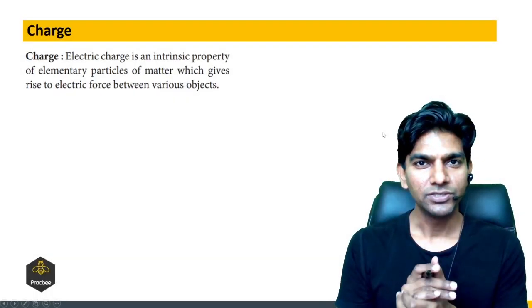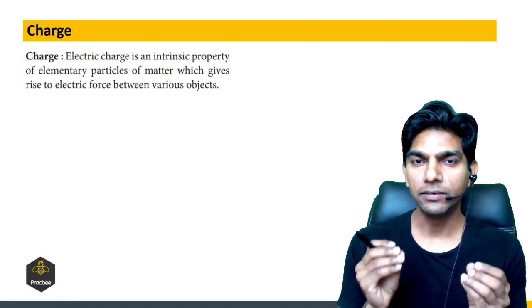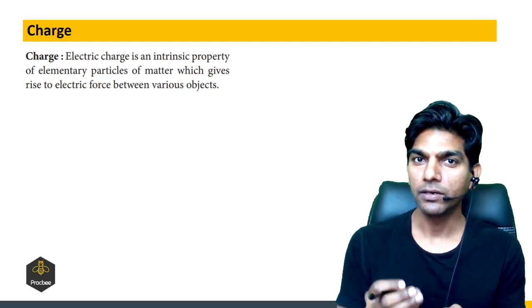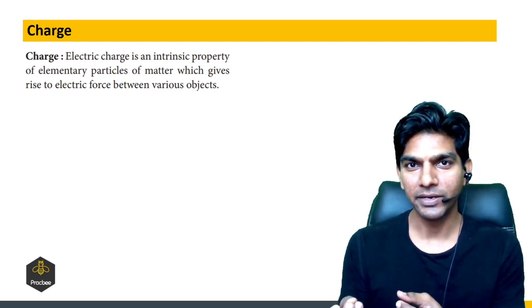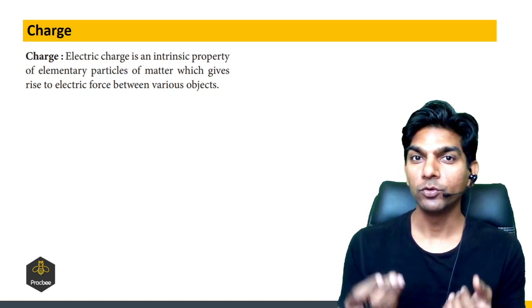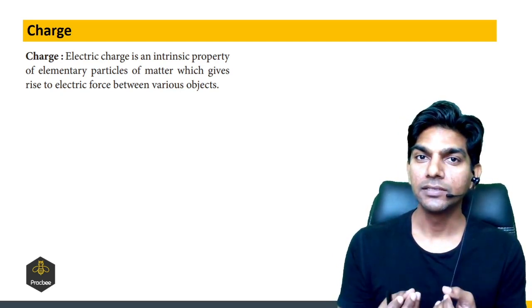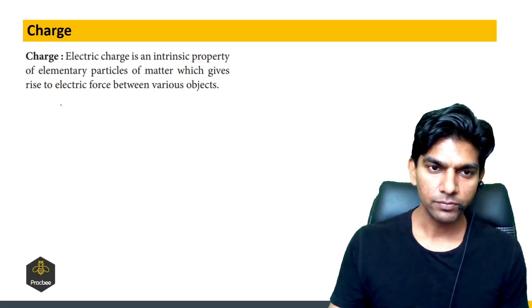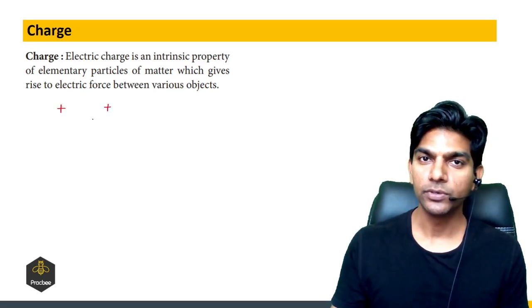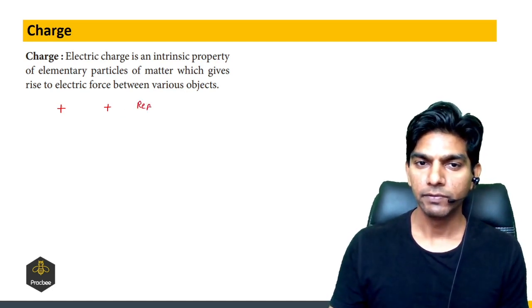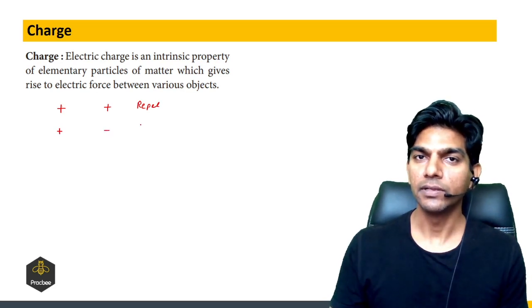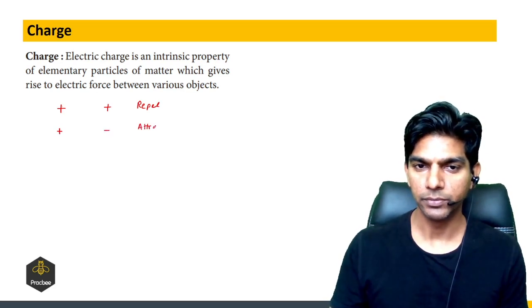So what is charge? It is the intrinsic property of matter, and due to this intrinsic property, one matter can interact with another matter electrically. And what do I mean by electrically? They can exert electric force on one another. So if we have two positive charges, like charges always repel. And if we have two opposite charges, positive and negative, they will attract. So that you have to remember.